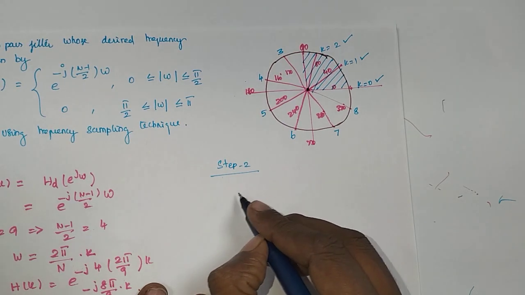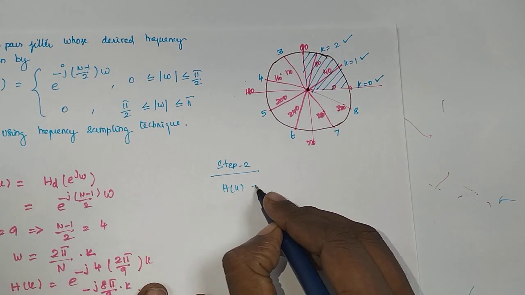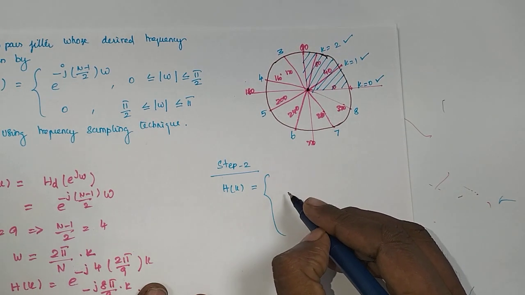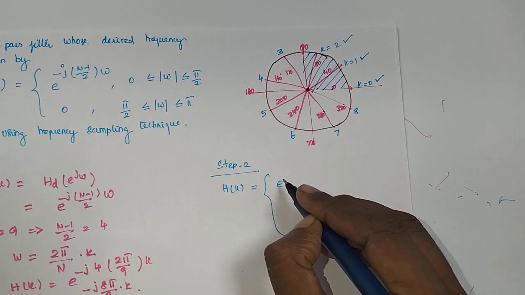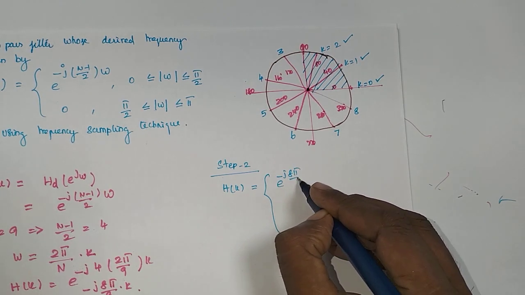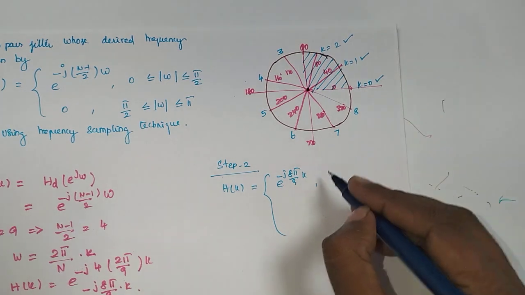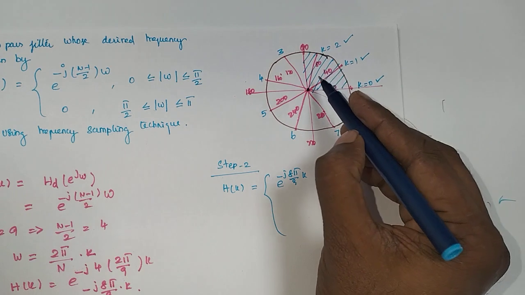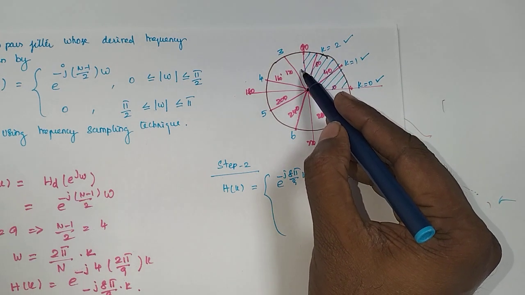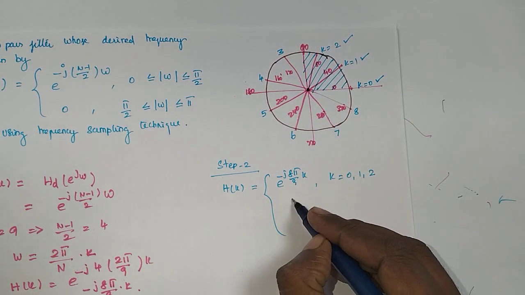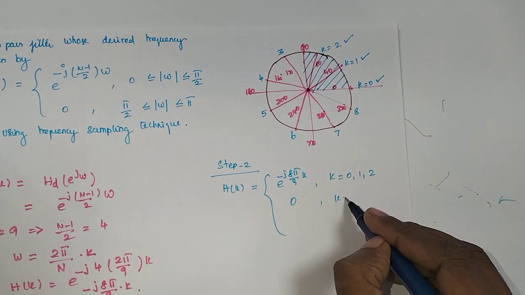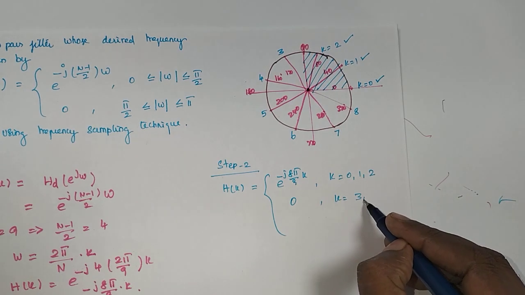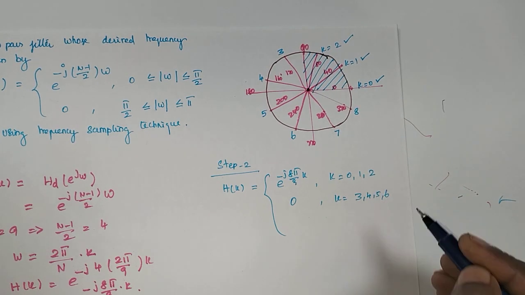Step 2 is, I'm just finding for what values of samples I am having the signals. So the h of k value is e power minus j 8 pi by 9 k for k equal to 0, 1 and 2. Similarly, the response is 0 for k equal to 3, 4, 5 and 6.